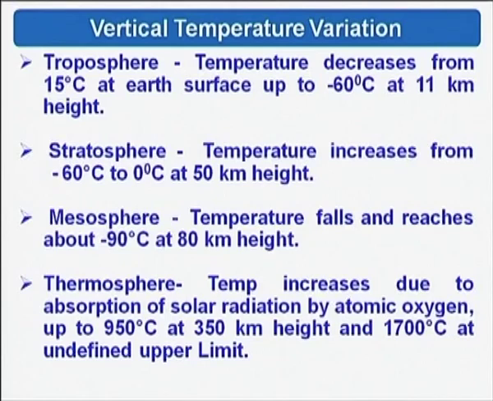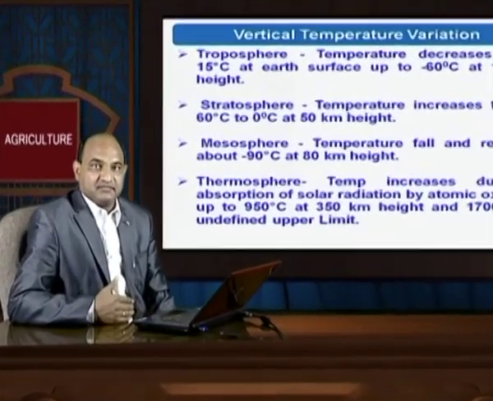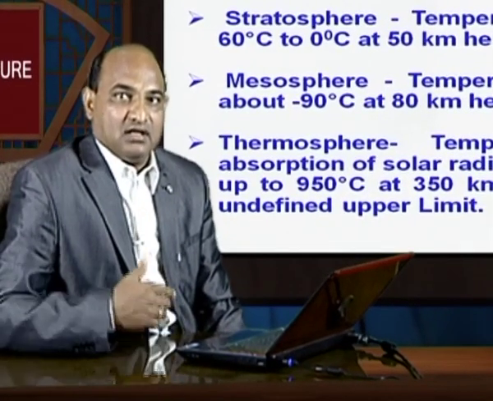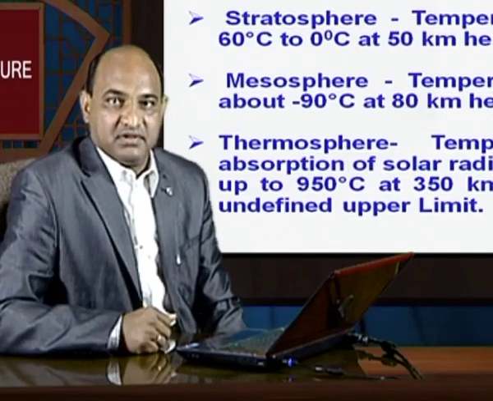In the thermosphere, temperature increases again due to the absorption of solar radiation by atomic oxygen, and it rises up to 950 degrees centigrade at 350 kilometer height and 1700 degrees centigrade at the undefined upper limit. So as the elevation in the sky increases, and depending upon the layer of the atmosphere, there is a variation in the temperature. It increases, then again it decreases, but finally in the last layer the highest temperature is reached.